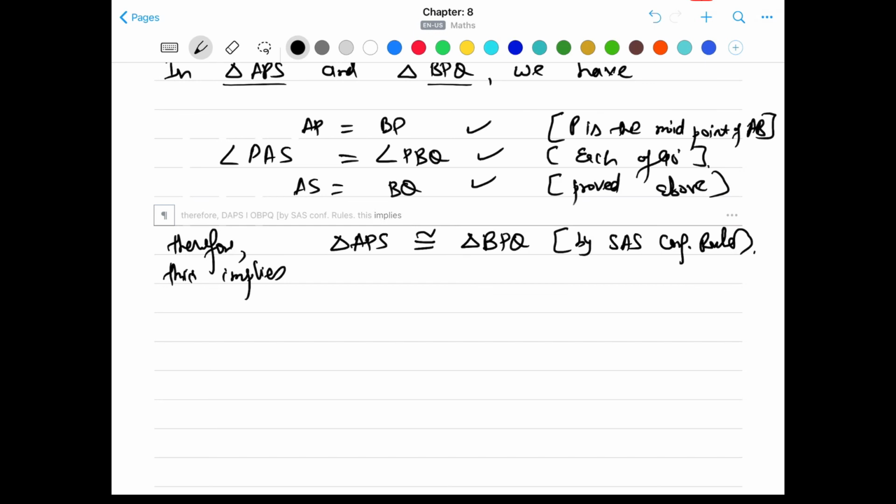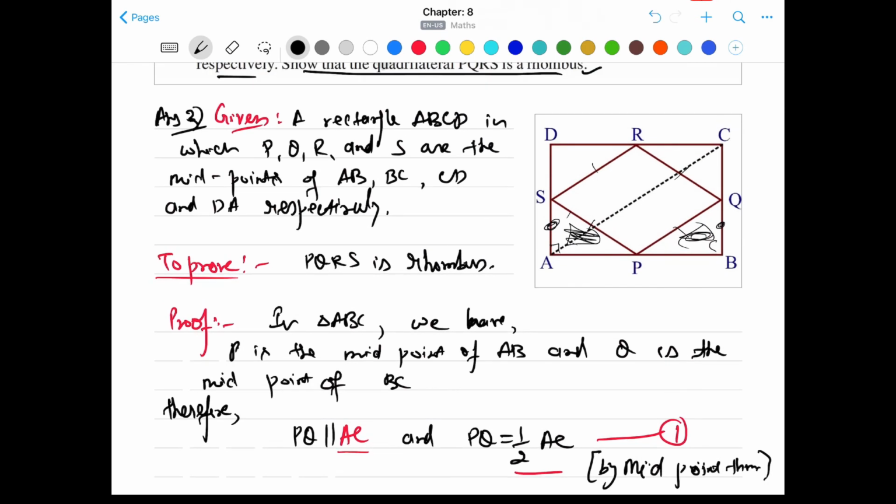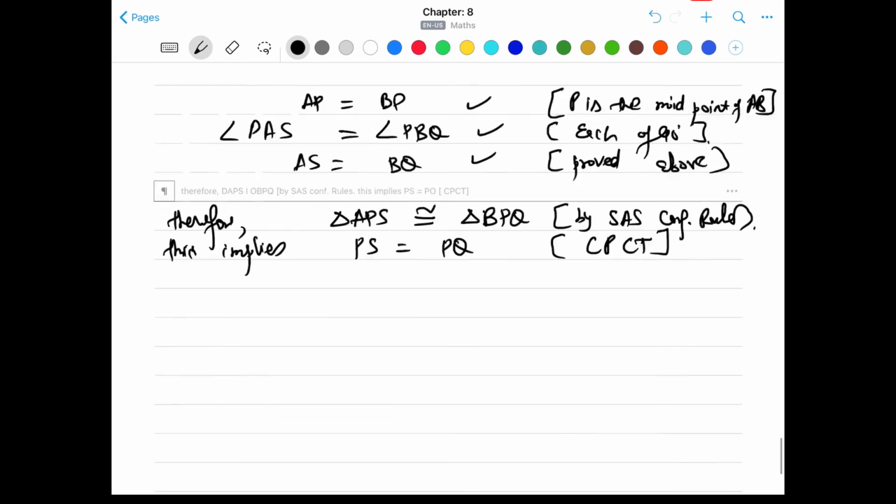Since these two triangles are congruent, this implies that side PS is equal to PQ. This is by the property CPCT, that is, corresponding parts of congruent triangles are equal. So since we proved that PS is equal to PQ, which are two sides of this quadrilateral PQRS, of which we have already proved that it's a parallelogram.